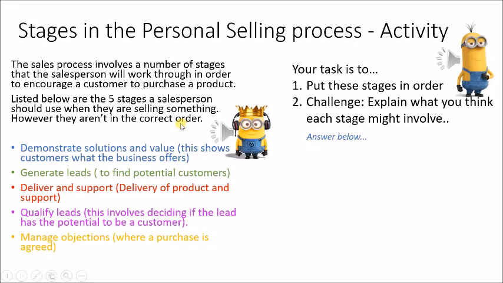Demonstrate solutions and value, generate leads for potential customers, deliver and support, qualify, further research leads, manage objections where a purchase is agreed. Your task is to put these 5 stages in the order that you think they come in, and as a challenge, explain what you think each stage might involve below.